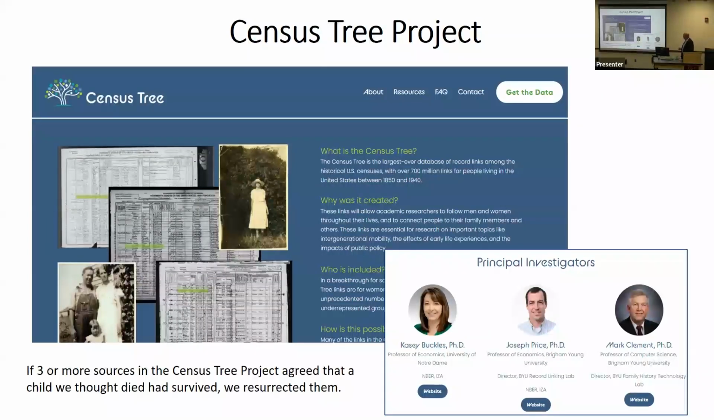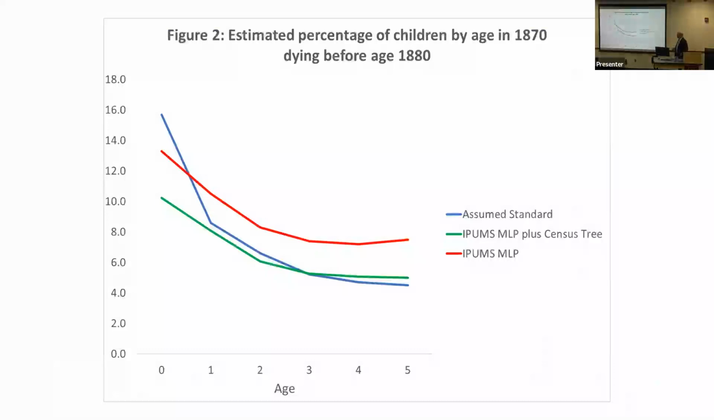What we're currently at, and we're still troubleshooting this, is that if the Census Tree Project has three other sources, not the IPUMS MLP, that say this child is alive, we bring them back to life. And that's a good feeling. The resurrection algorithm, if you will. Of course, it drops our mortality rate, and here's what it looks like. Here's the IPUMS without the census tree adjustment. The green line is with the census tree adjustment.